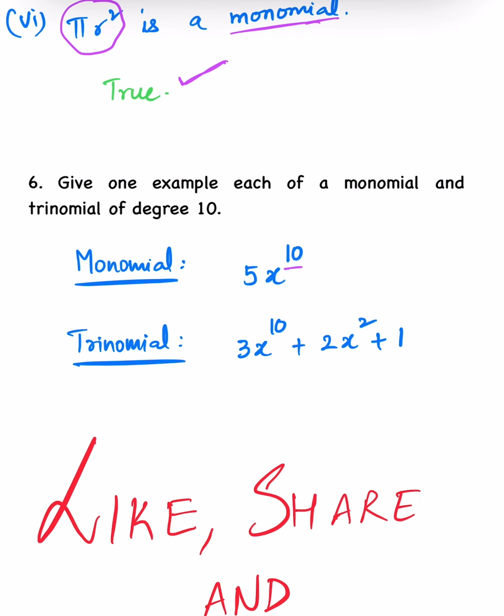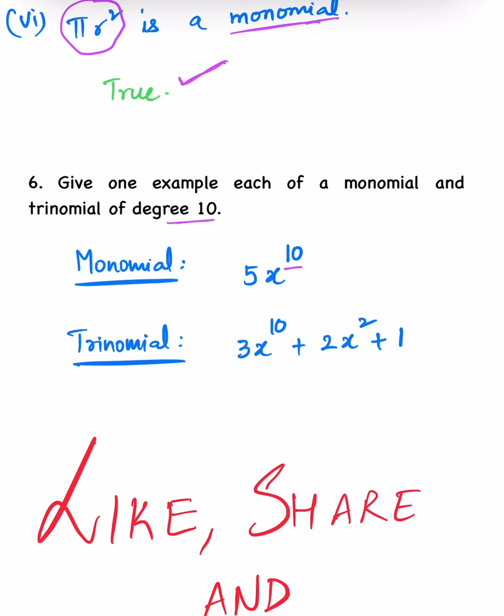Sixth problem. Give one example each of a monomial and trinomial of degree 10. So, monomial means it should have one term and they have asked that the degree should be 10. So, for example, 5x to the power of 10. What is the variable here in this polynomial? It is only x. So, what is the power of x? It is 10. And a monomial will have only one term. So, 5x to the power of 10, for example, is a monomial of degree 10.